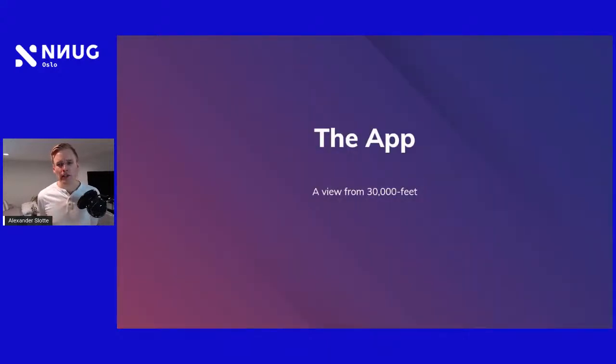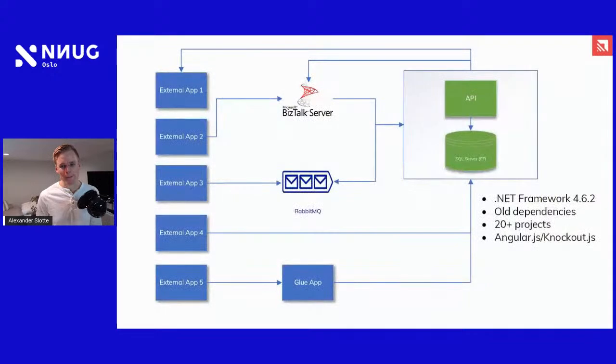So to start off, let's look at the application that we're trying to migrate. The app is a very standard, old enterprise application. It's a .NET Framework 4.6.2 application with an API, just a web API, on top of a SQL Server database, and they talk to each other through Entity Framework. It has a lot of old dependencies.